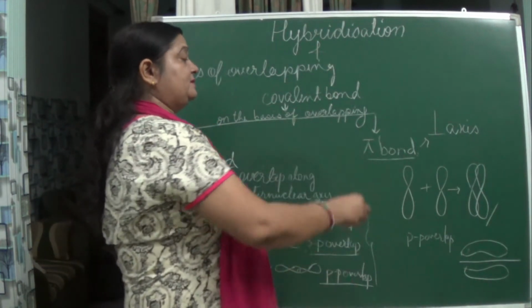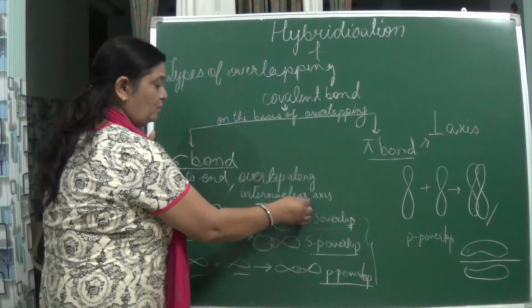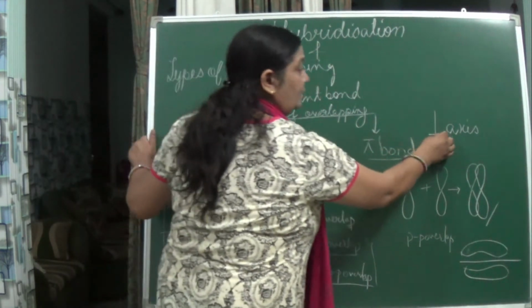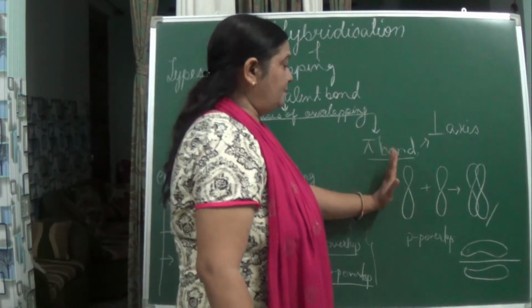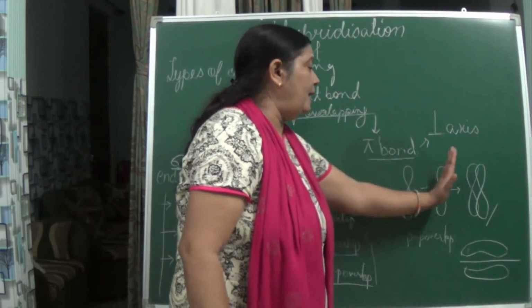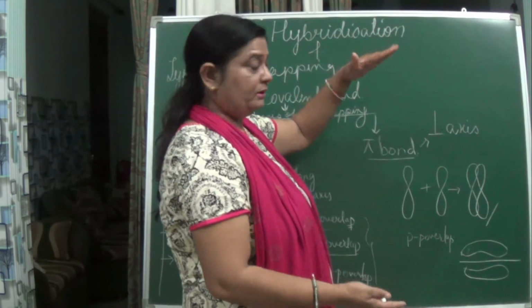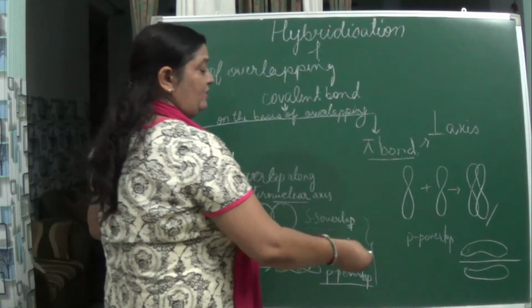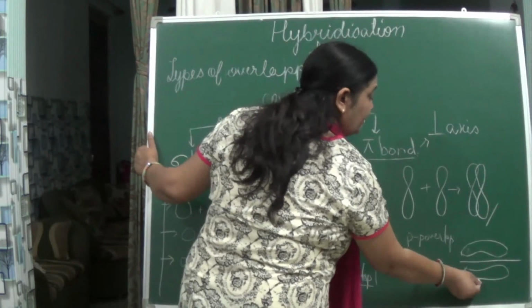Pi bond is perpendicular to the axis. Here it was internuclear, here it is perpendicular. So now you see, this is the P-shaped shell, dumbbell in shape, isn't it? What happened? Overlapping takes place above the plane and below the plane. And as the result, you can see when we represent it, one above and one below.